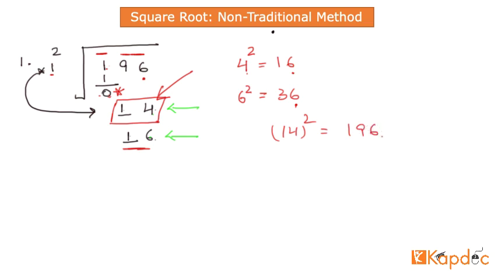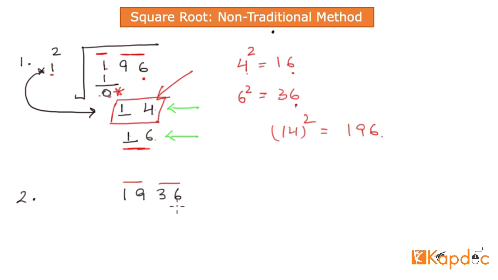Alright, let's take one more example. In this case, I'm going to take a 4-digit number. And my 4-digit number is 1936. Okay, it's a perfect square, we know. So as usual, I'll start making pairs. So 3 and 6 will go in one pair, and there are only 2 digits left. They can make one pair. So you have 2 pairs now.